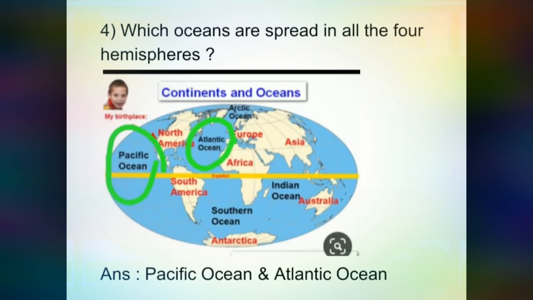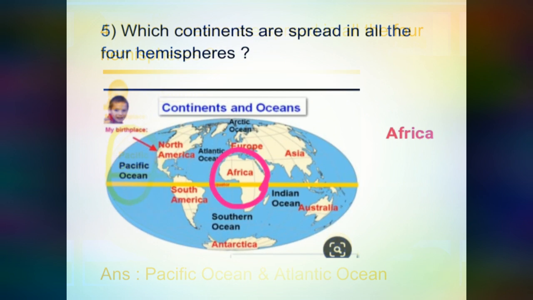Which oceans are spread in all the four hemispheres? You can see two oceans are circled with green color. They are Pacific Ocean and Atlantic Ocean. So they spread in all the four hemispheres. Fifth question, which continent is spread in all the four hemispheres? You can see the continent of Africa, which is circled with pink color, it's the answer. So the continent of Africa is spread in all the four hemispheres.